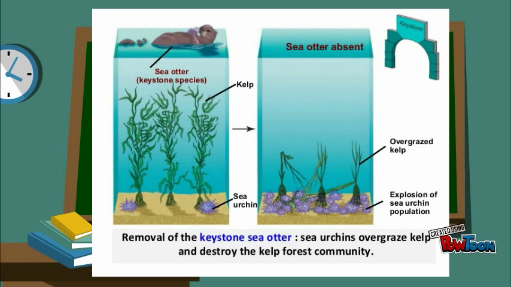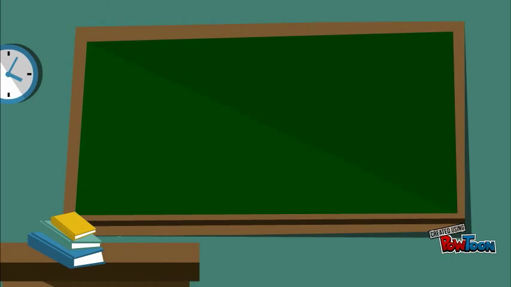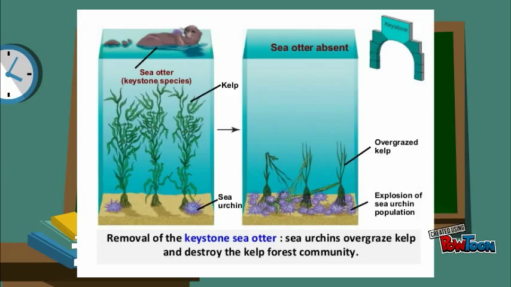An example of a keystone species is the sea otter. The sea otter almost went extinct in the early 1900s because it was hunted for its pelts. And what happened is that its prey, the sea urchin, started to increase in population size. So the increased sea urchin population started to eat all the kelp. And that caused the kelp to die off.